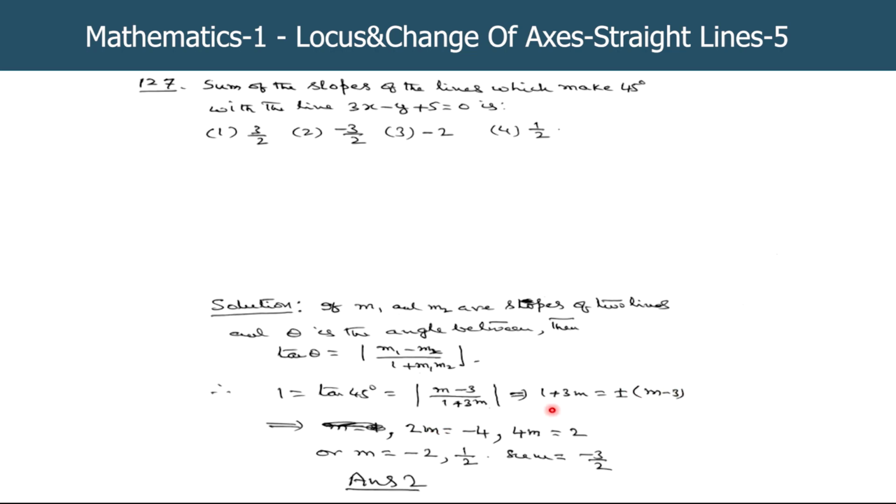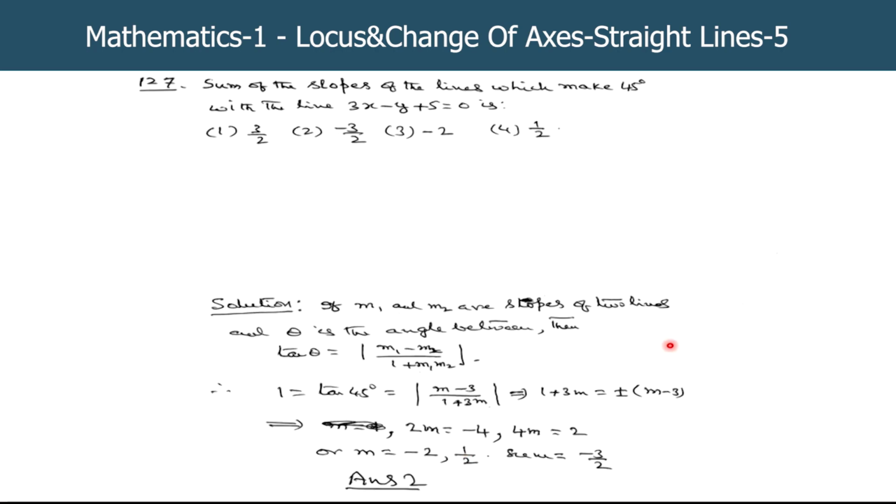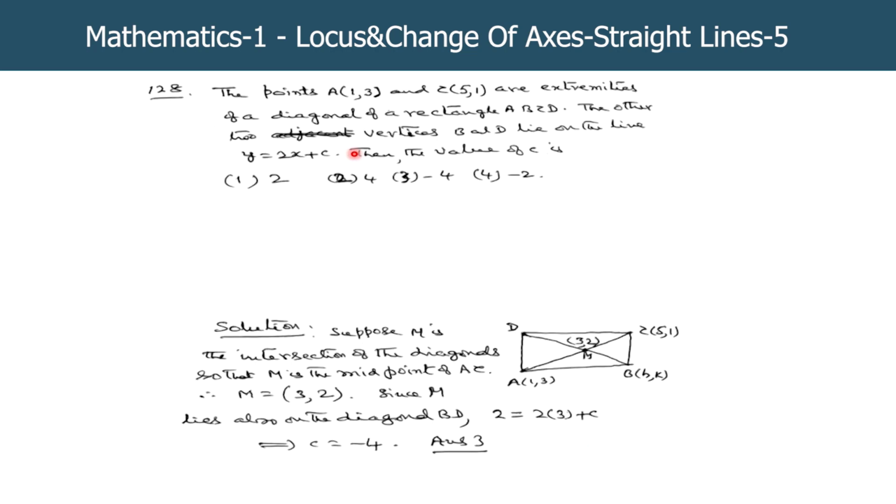So that will give you that m is equal to minus 2 or a half. So therefore, the sum of the slopes is simply minus 3 by 2, which is option number 2, problem 128.